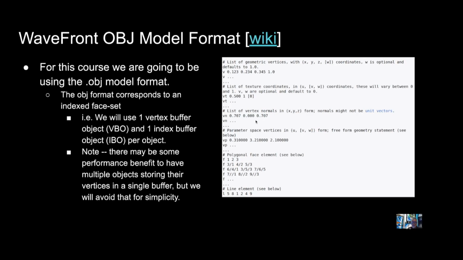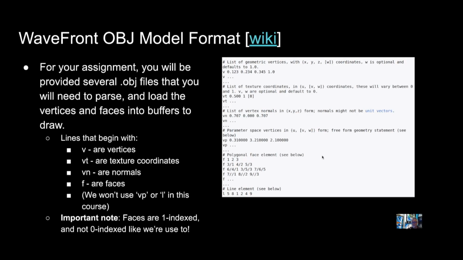Texture coordinates, normal coordinates, parameter spaces for UV. We're not going to deal with this one. And then you have these faces. You can have a face that is vertex 1, vertex 2, vertex 3. You can have a face that is vertex 1, texture 1. That means it's the first element of the texture, so it would be this one. You can have this one, which is vertex texture normal, or you can have this one, which is vertex nothing normal. And then line elements, don't worry about that. We're not going to use VP or L, as I said.